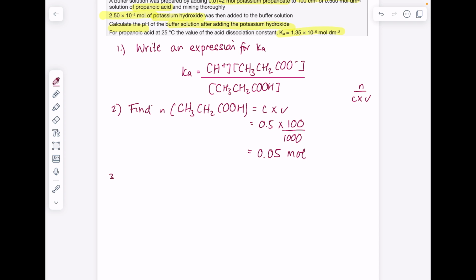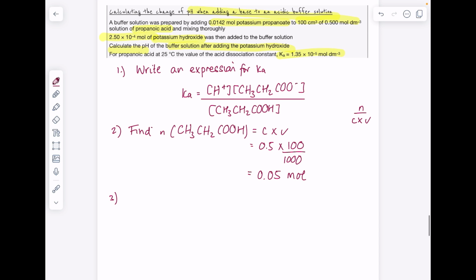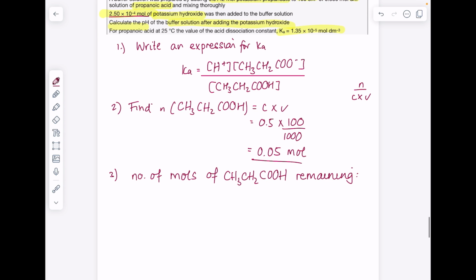Now we need to find the number of moles of propanoic acid remaining after the addition of our strong base. So I've just underlined the two key number of moles here. So number of moles remaining will be our starting moles minus the number of moles of potassium hydroxide. So we have 0.0498 moles of propanoic acid remaining.